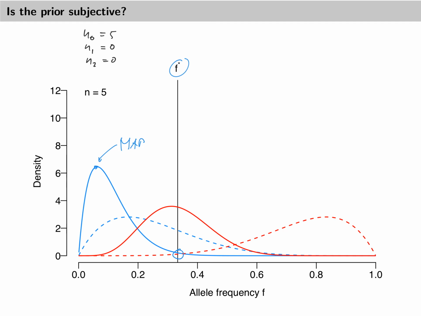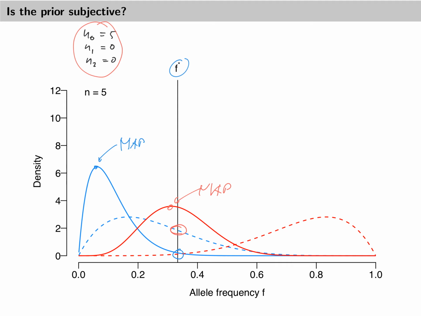Given that the MAP estimate of the red case here is much closer to f star, we might be tempted to think that the red prior is actually a better prior. However, that would be a fallacy. Actually, the blue prior has a much higher density at the true value than the red prior. So in fact, the blue prior is closer to the reality than the red prior. But in this case, the data is so extreme that it pushes all posteriors to the left.